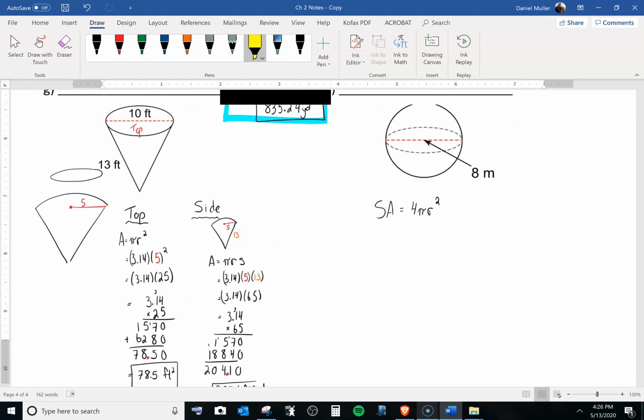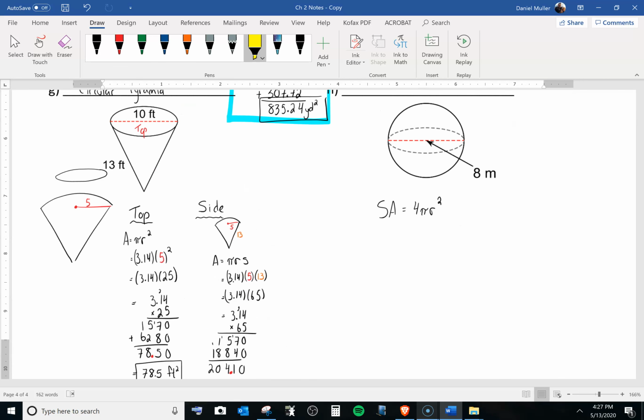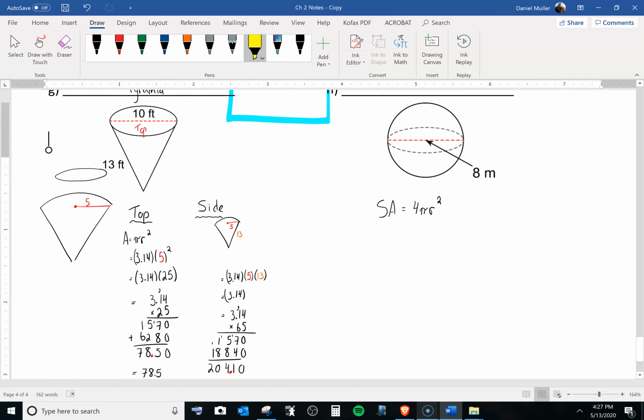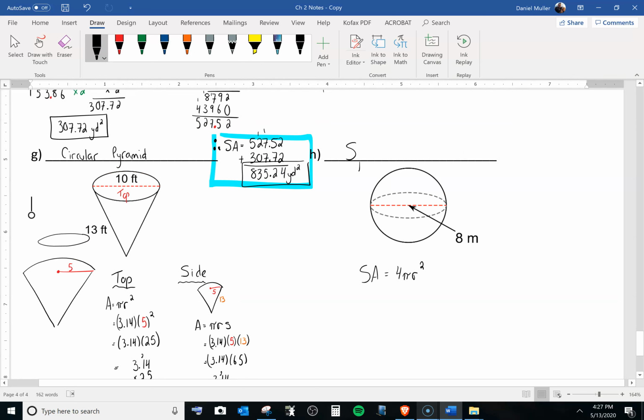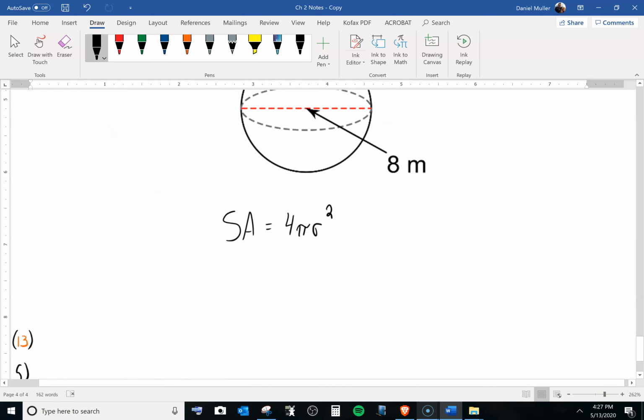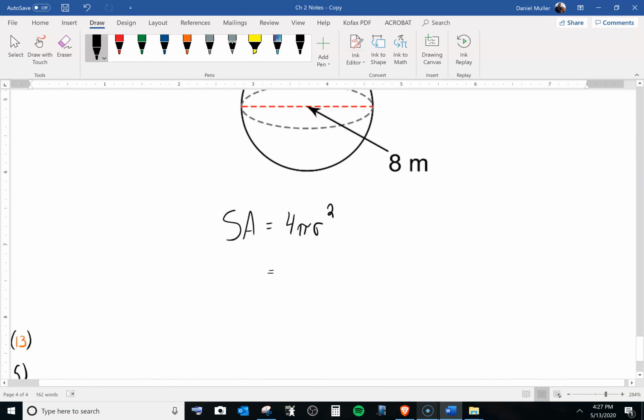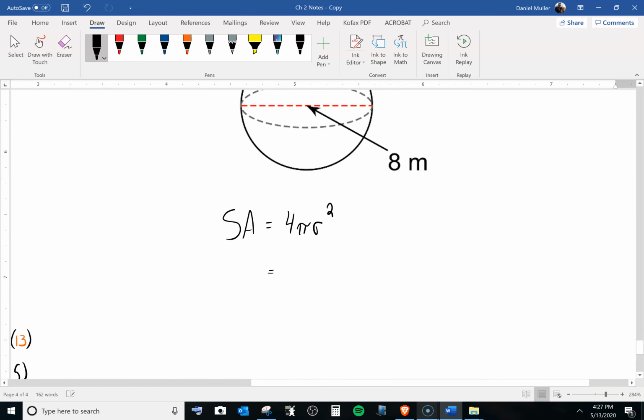Now, this one over to the side is a sphere. Now, a sphere has no base. It just is like the shape of a ball. Like, there's no flat edge to it. And so to find the surface area, it's pi r squared, and then times that by 4. So we're going to have 4. Pi is going to be 3.14. And the radius is not 8. It says there the diameter is 8. So the radius must be 4.